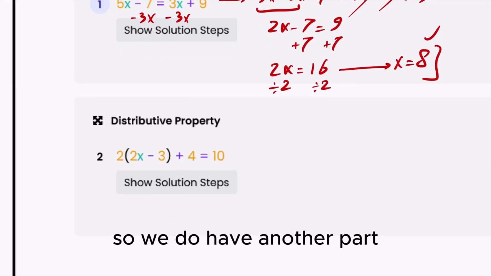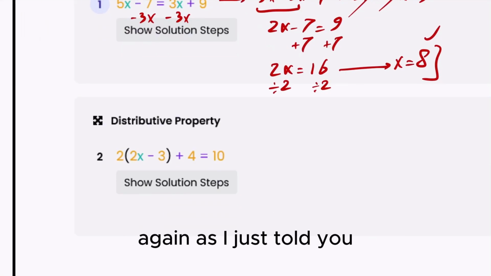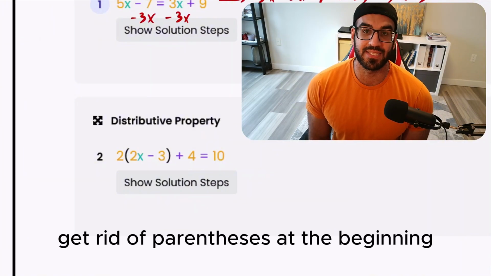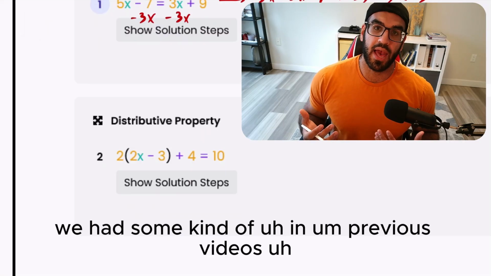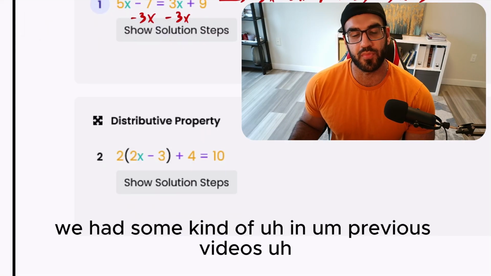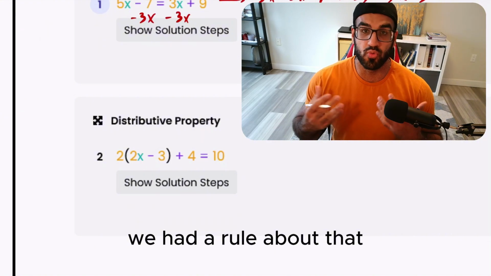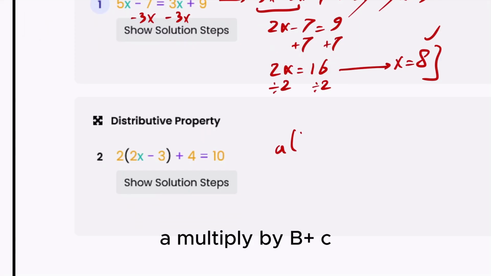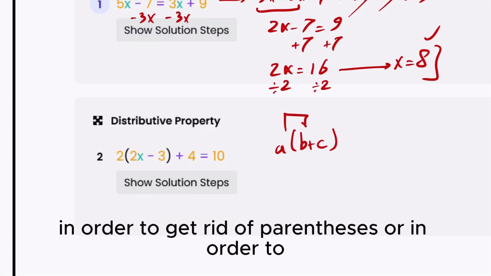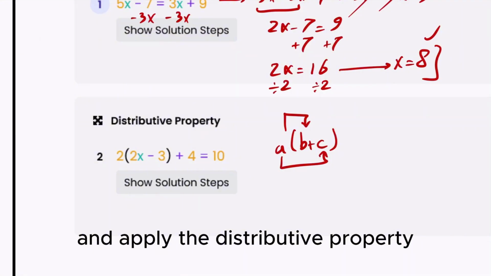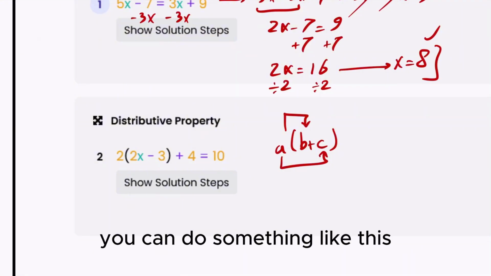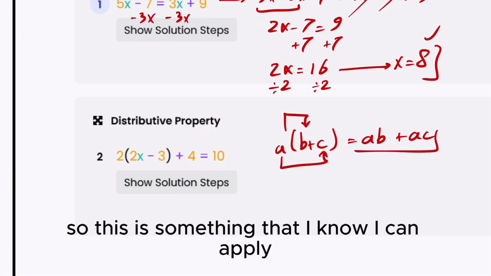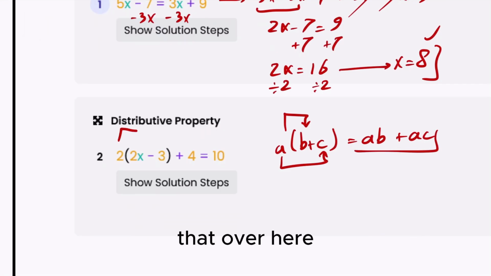So we do have another part that's going to be the distributive property. Again, as I just told you, it would be better to get rid of parentheses at the beginning. And using that, in previous videos, we had a rule about that. And that rule was, when you do have something like this, a multiplied by b plus c, in order to get rid of parentheses or in order to apply the distributive property, you can do something like this, it is equal to ab, or a multiplied by b, plus ac. So this is something that I know. I can apply that over here.